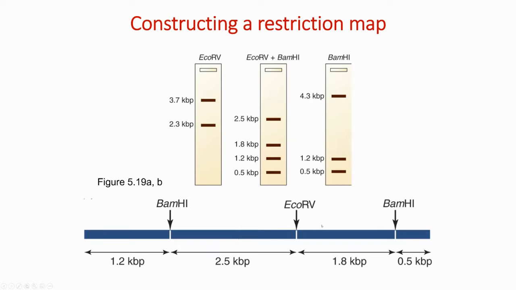And then meanwhile, you look at the other side. 2.3 is a combination of 1.8 and 0.5, all right? So on this side, you will have 1.8 and 0.5, but you don't know which one will be on the edge here, 0.5 or 1.8. Then you look at the single digestion of BamHI, you see the 0.5. So that means 0.5 will be on the edge here on the right side. Then the 1.8 will be in the middle, all right? And so this is how you construct the restriction mapping, okay?